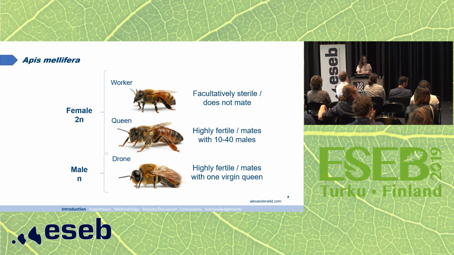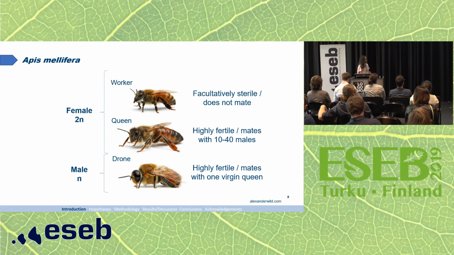But even developing from the same kind of egg, we have workers that are facultatively sterile and do not mate, while queens are highly fertile and mate with 10 to 40 males. The males are also called drones, and they are also highly fertile, but they have the only function of mating with one virgin queen.